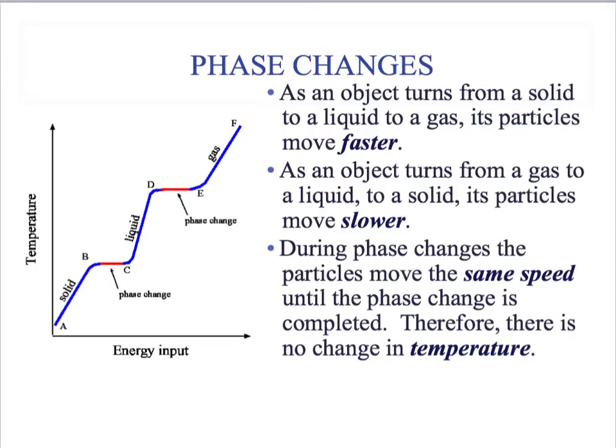As an object turns from a solid to a liquid and then to a gas, the particles move faster. So that implies that we're adding heat. As the object turns from a gas to a liquid to a solid, so we're moving backwards on this graph, the particles end up moving slower because they have less energy. During phase changes, which are the spots that are highlighted in red here on the graph, so we've got a phase change here and a phase change here, the particles actually are moving the same speed until the phase change is completed. So in a phase change, the particles spread apart or move closer together.